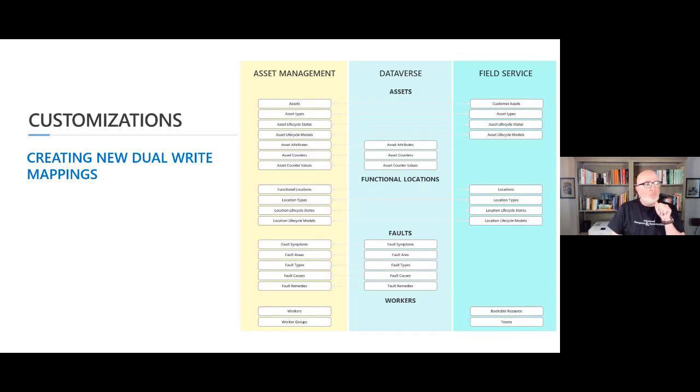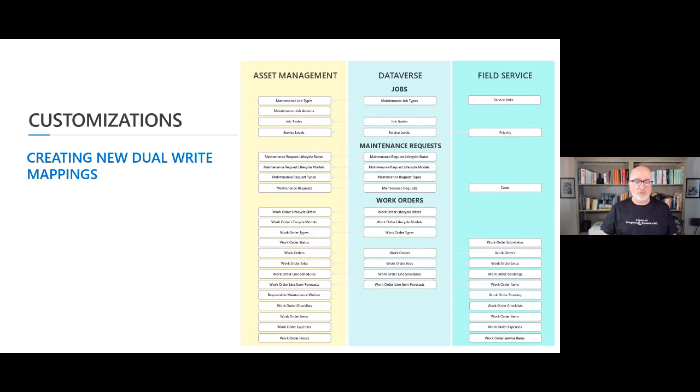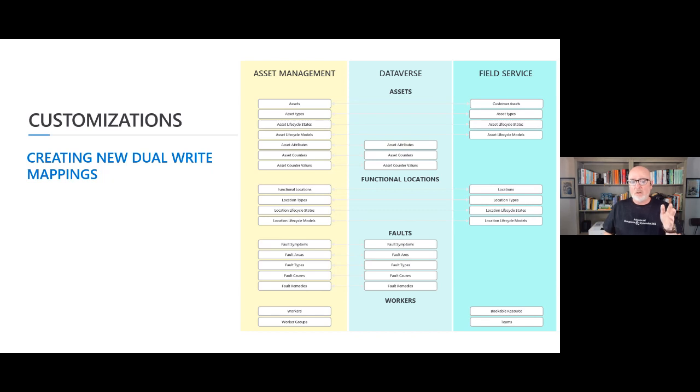Now, in the next couple of minutes before we go into Q&A, we're going to talk about some customization, and it's really not customization, it's configuration, because I'm going to talk about two things. I'm going to talk about additional dual write mappings, and then also using Power Automate or other automations to move data between different systems. In this case, if we look at these two slides, on the left-hand side are all of the standard entities which we use within asset management, and on the right side are all the current dual write mappings that we have between them.